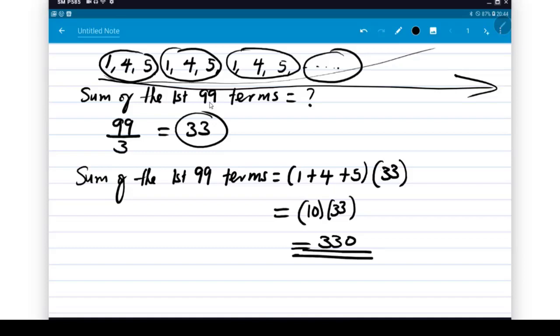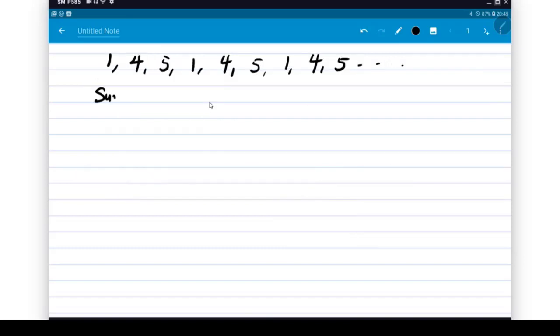Alright, so that is a strategy we can apply here to solve this kind of question. So just get the group, the sum of the group, and how many of those groups you can get. Okay, now let's say the question says you should find the sum of the first 101 terms.